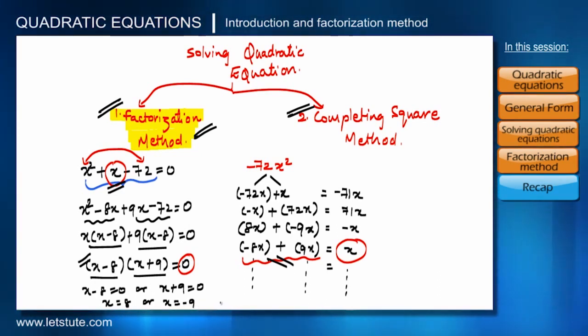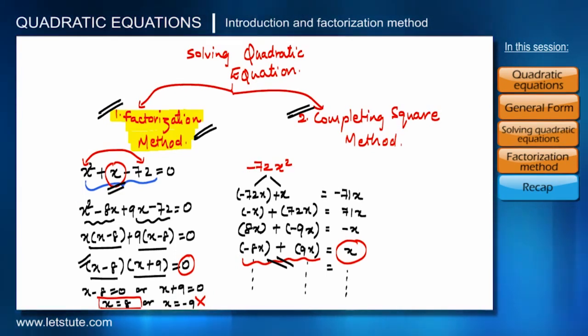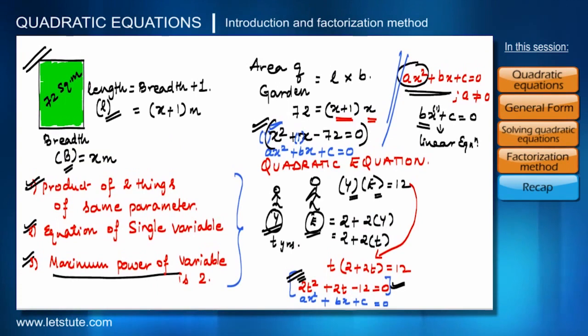If you remember, x is the breadth of the rectangular garden. That means it is a length, and length cannot be negative. Therefore, the value of x is 8. So therefore, breadth B is x meters, that means 8 meters, and length was x plus 1, that is 8 plus 1, 9 meters. We can recheck the answer.